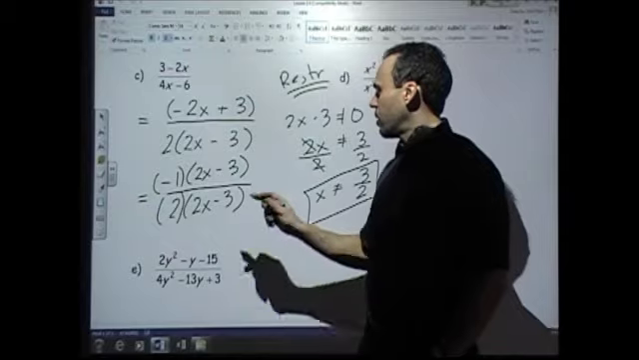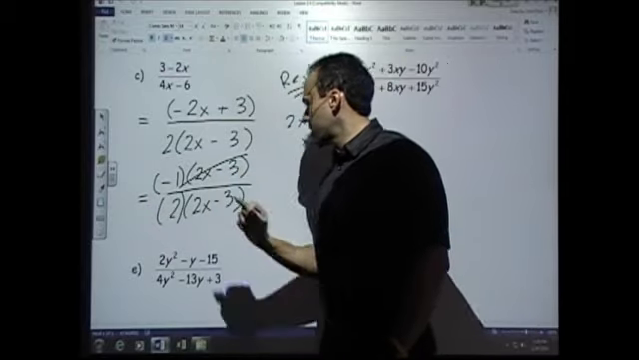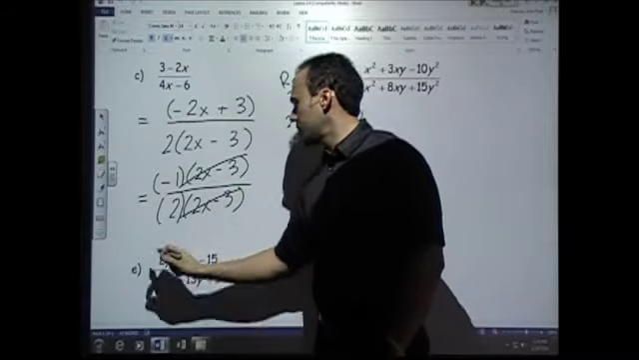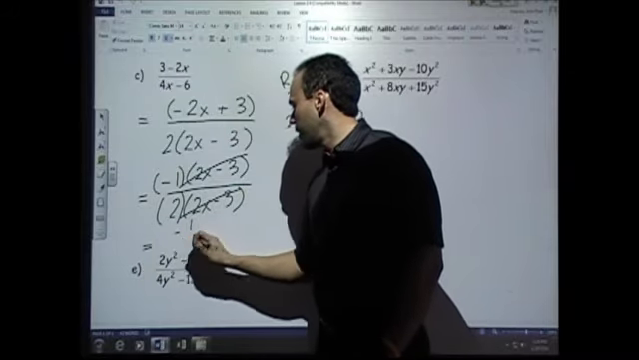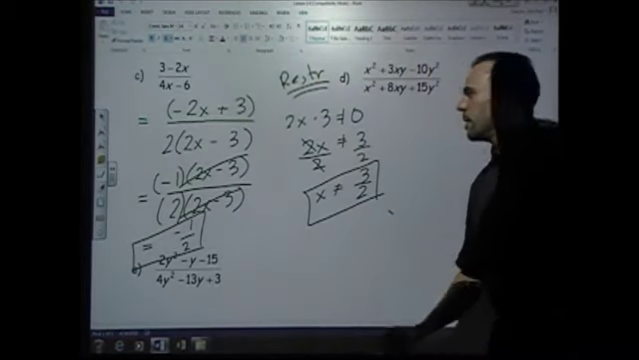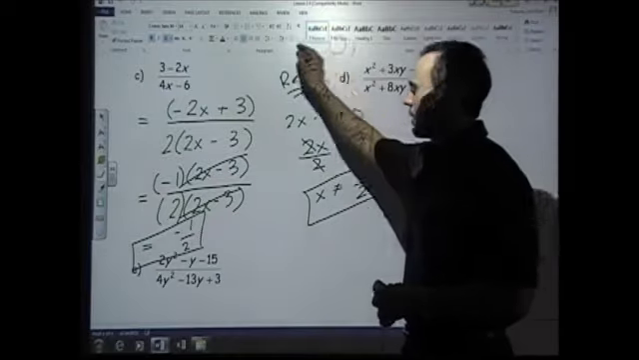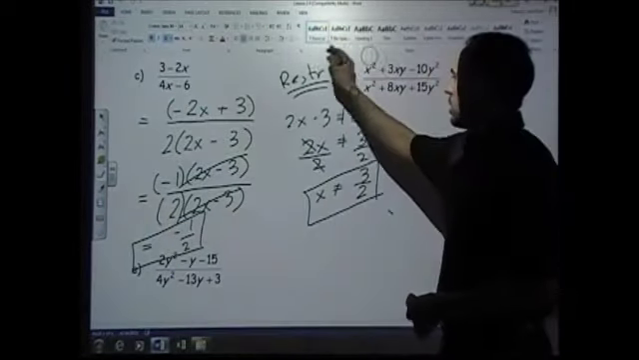Then cancel things out. Well, I can cancel out brackets that are exactly the same. 2x minus 3 divided by 2x minus 3. And so I will be left with negative a half. And that is the most simplified form of that problem there, except the restriction is 1.5 or 3 halves.